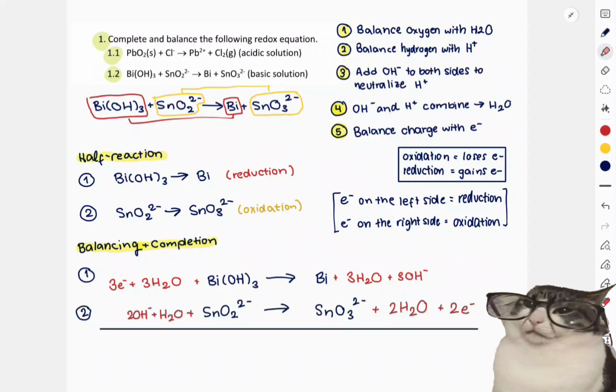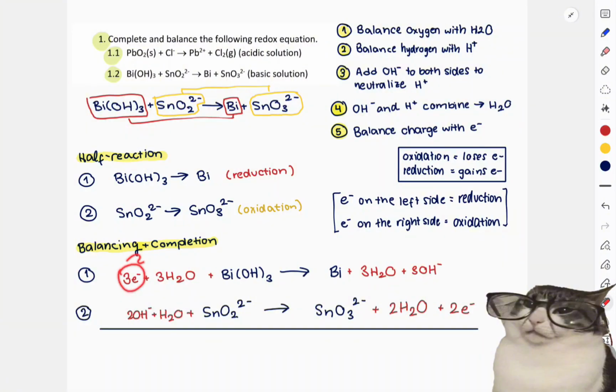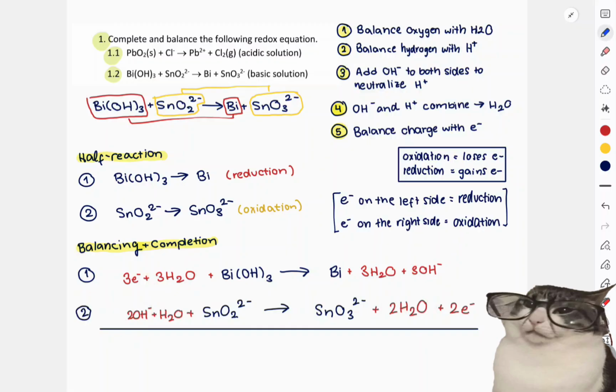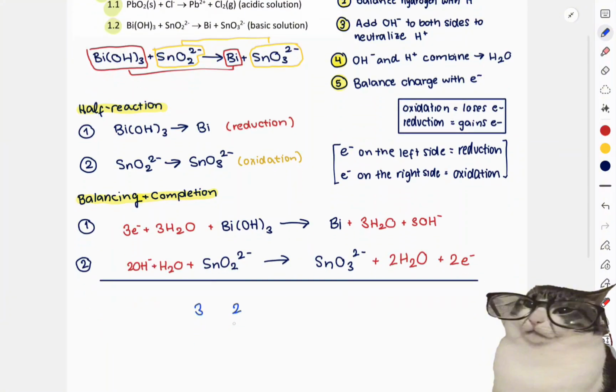Now the last step is to add the equations together and cancel anything out, such as the electrons and the hydroxides. Right now we cannot cancel anything out. Let's look at the electrons, for instance. We have 3 electrons on one side and 2 on the other. We can't cancel them out.